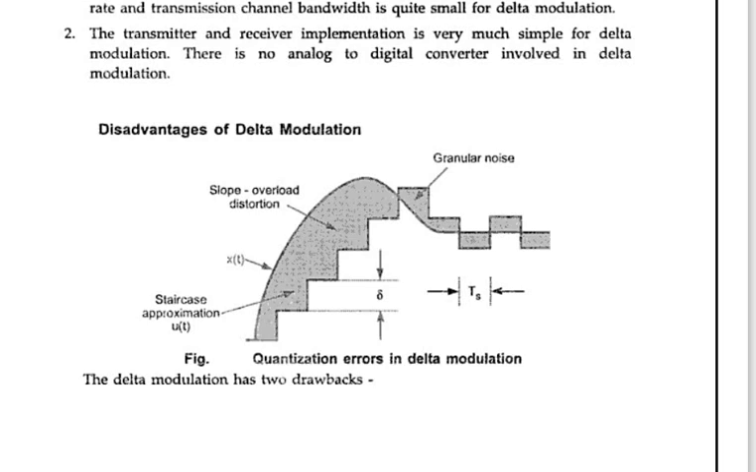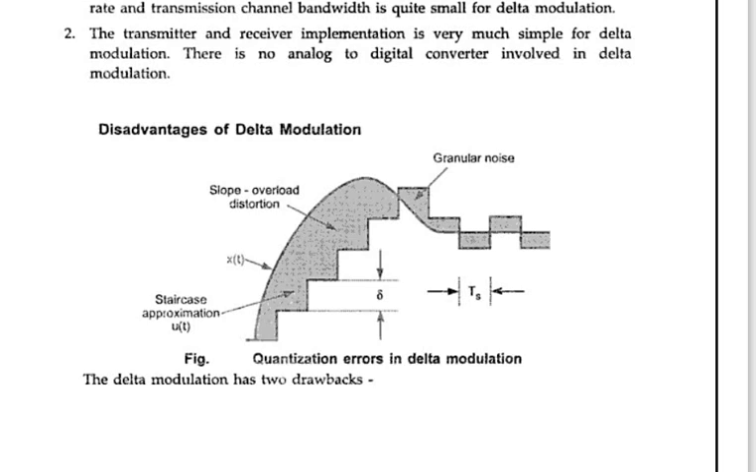I'll repeat it once again. The rate of rise of the input signal is so high that the staircase signal cannot approximate it. A larger error between your original signal and the staircase signal will happen, and this particular difference is called slope overload distortion.